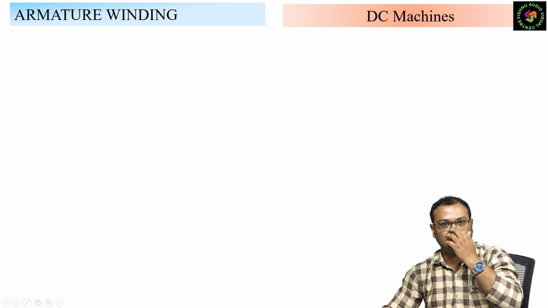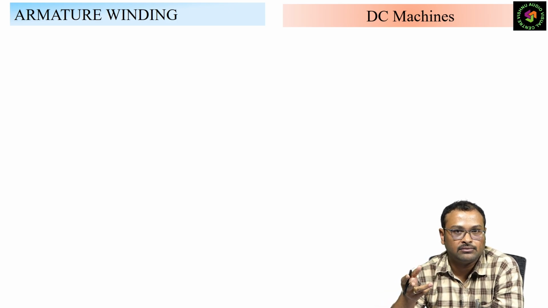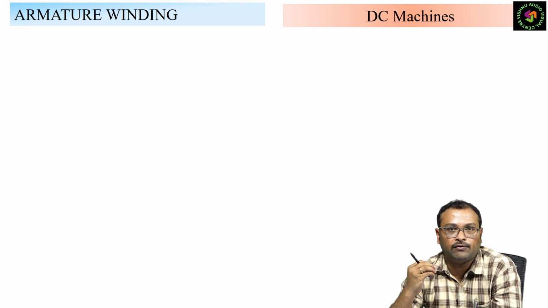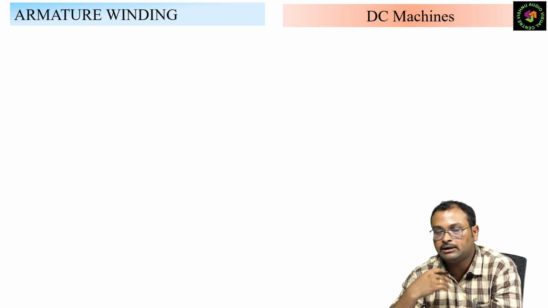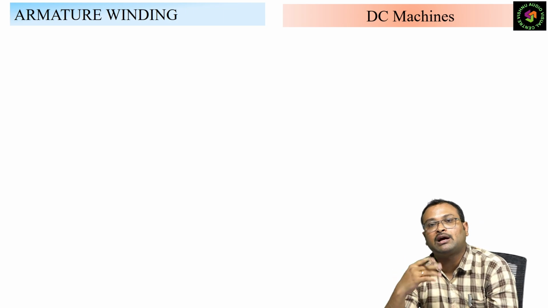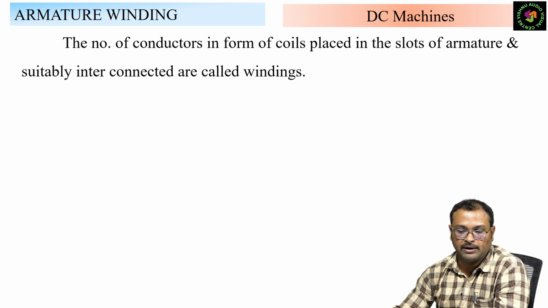Then coming to the armature winding. As I said previously, in the slots we keep the armature winding. The armature winding is the main heart of the machine. If it is a generator, the armature conductors generate the EMF, and if it is a motor, it takes the EMF and converts it into torque. So what is the purpose of these armature windings? These windings will connect.